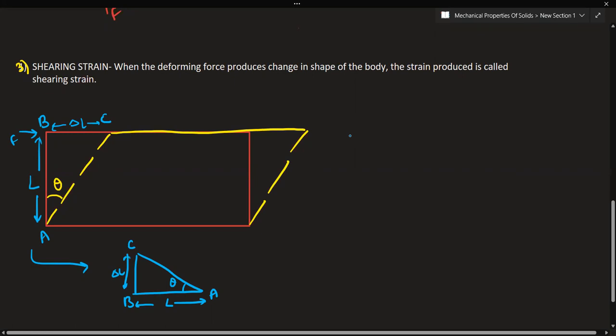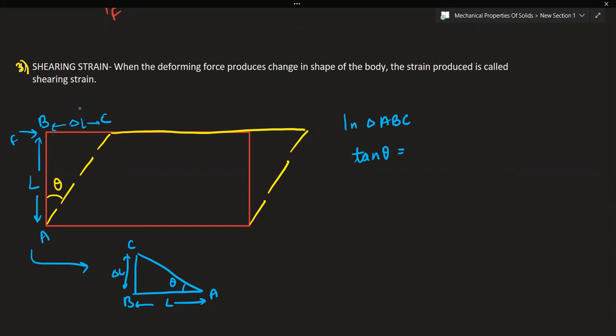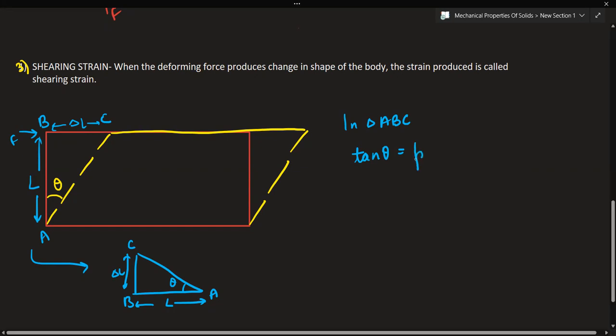So in this triangle, can you tell me in triangle ABC, how do we take tan theta? How is tan theta calculated? It's perpendicular by base. Yes, perpendicular by base. So perpendicular is the opposite side to the theta, making an angle of 90 degrees. So here the perpendicular is BC, and the base over here is the adjacent side to the theta, that is AB.